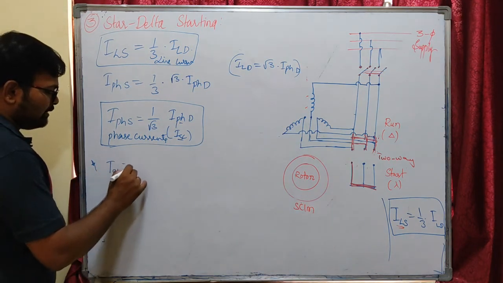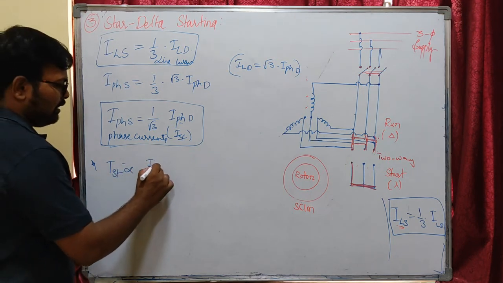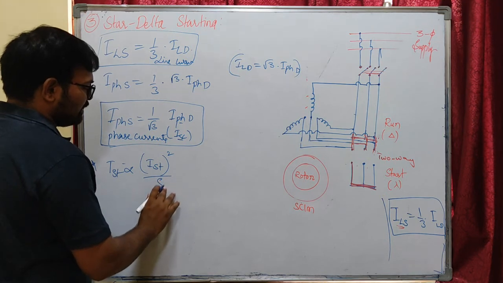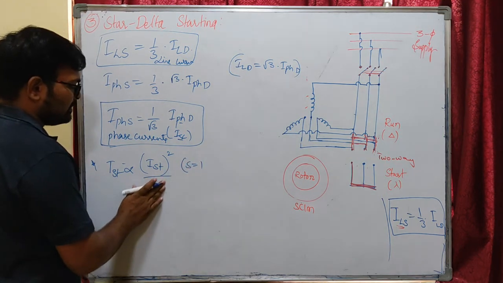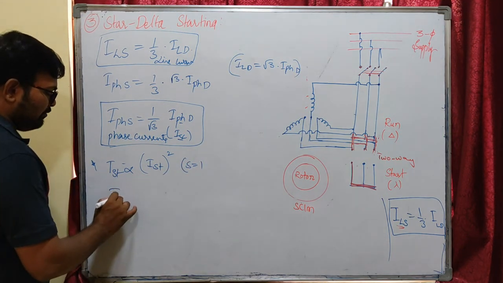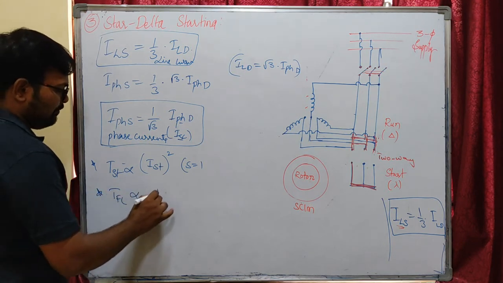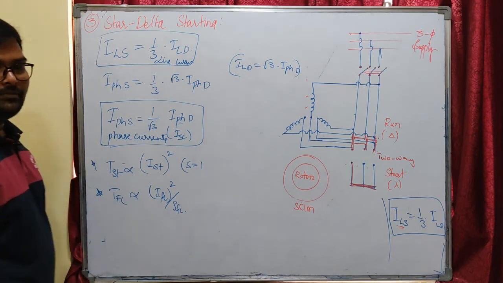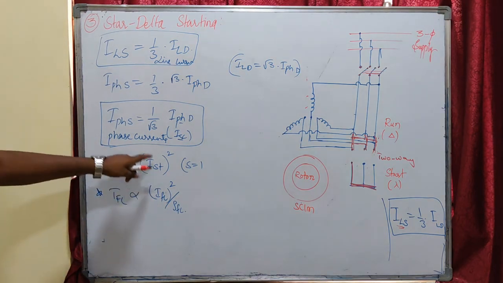Here at the time of starting, torque is proportional to IST whole square by S. At the starting, S equal to 1, so I can replace the S. At the time of full load running condition, the full load torque will become IFL whole square by SFL. Now what is the starting current?